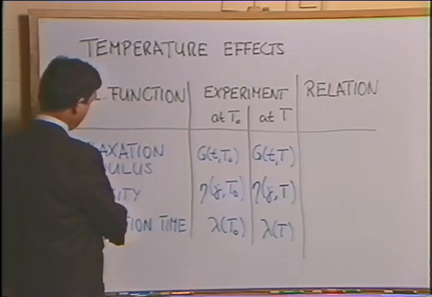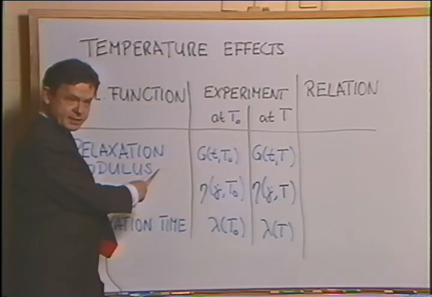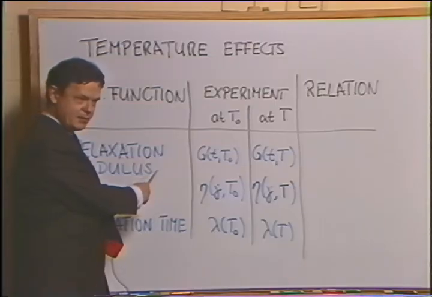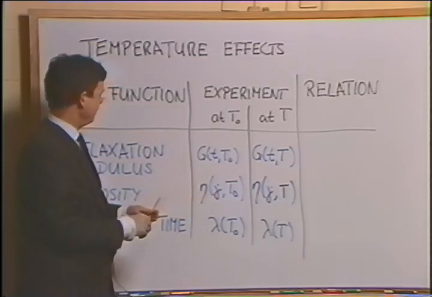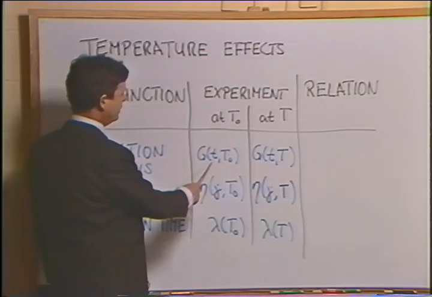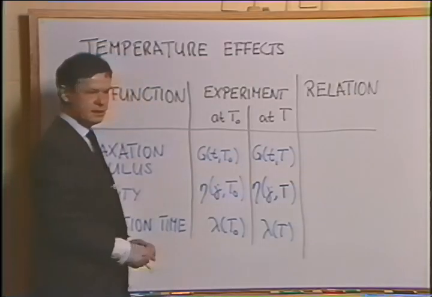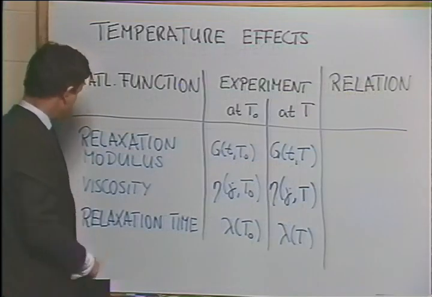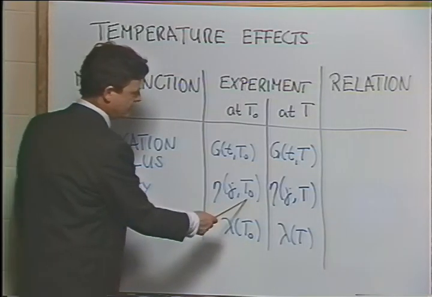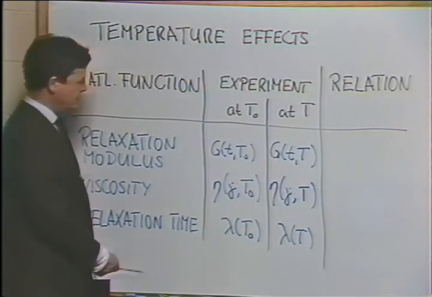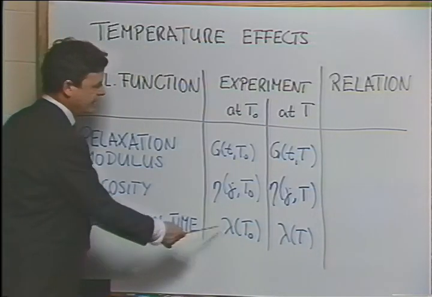I listed not only the viscosity here, but also the relaxation modulus as one material function. Remember, we had that initially when deforming a material and looking at the relaxation behavior. So we would have a time-dependent modulus measured at two temperatures, at temperature T0 and a new temperature T. Also, viscosity we would measure as a function of shear rate at two temperatures, T0 and another temperature T. And then you might characterize relaxation time.